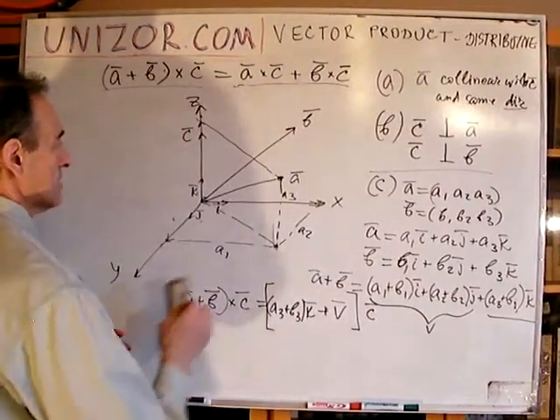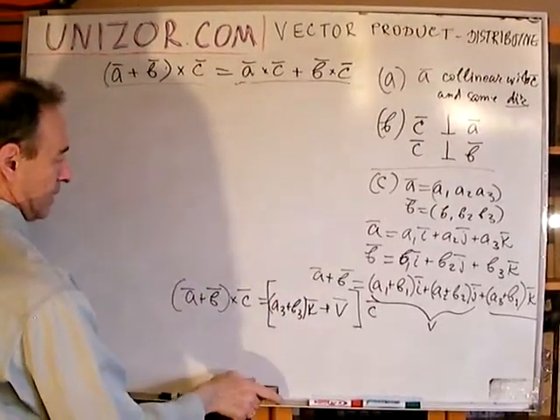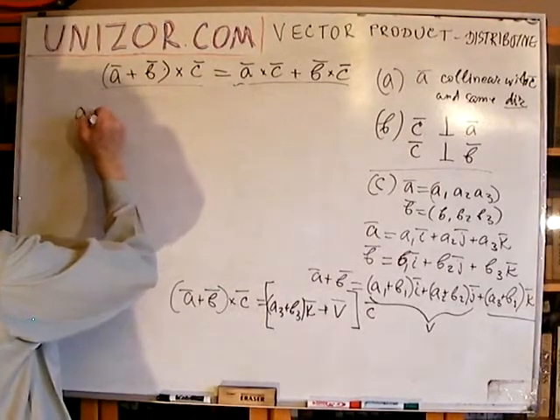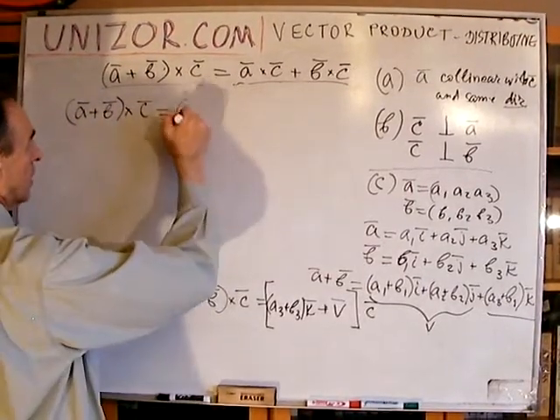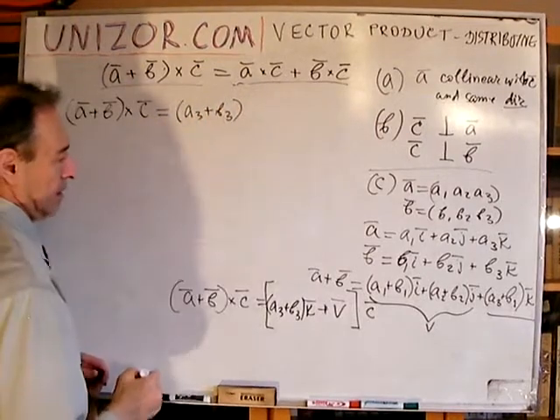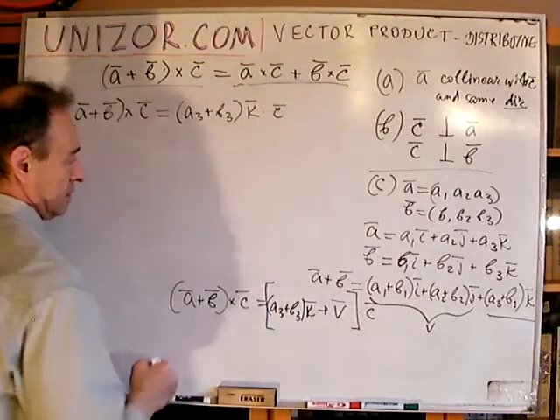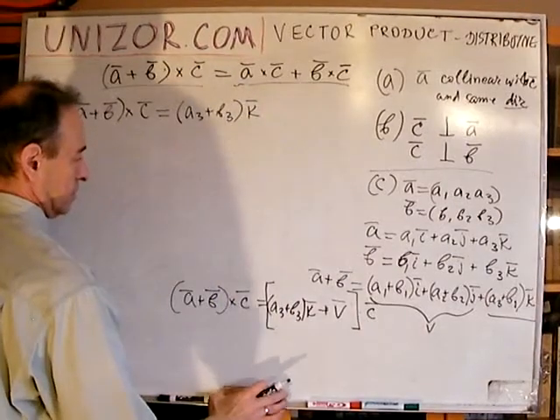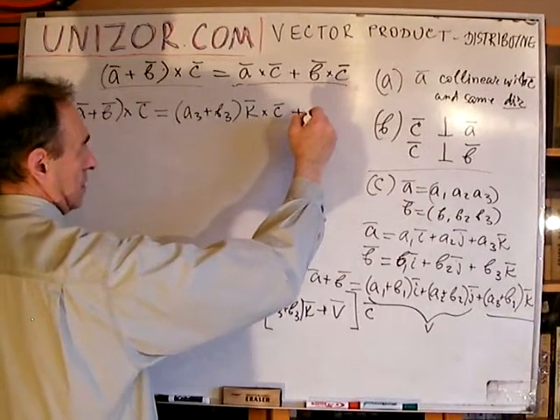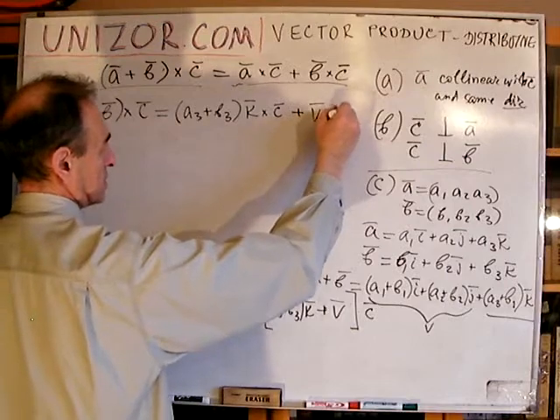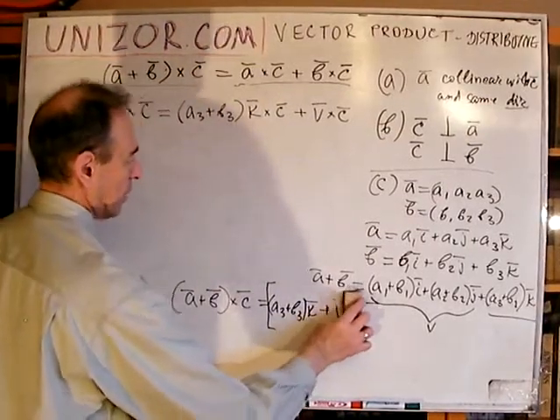So I can say that A plus B product C equals to A3 plus B3 K product C plus V product C. Good. Now, let me open even further.